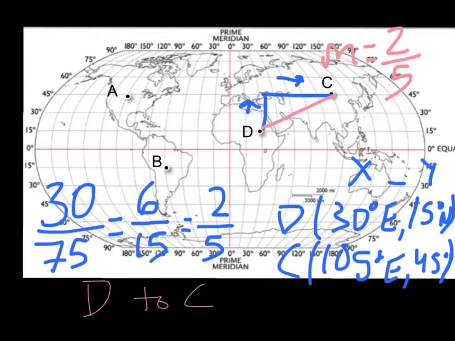Skip around, use these different examples, and use these to help you create your book. And best of luck finding your slope between your two ordered pairs.